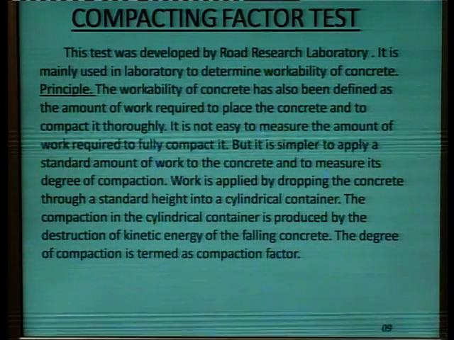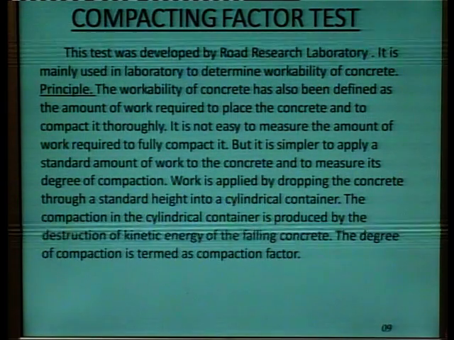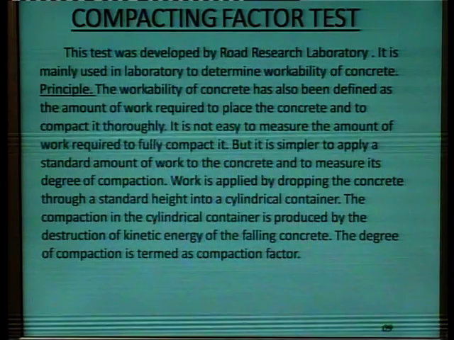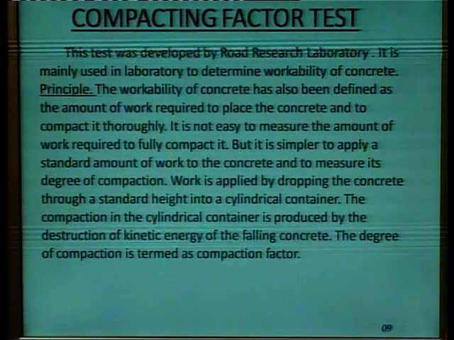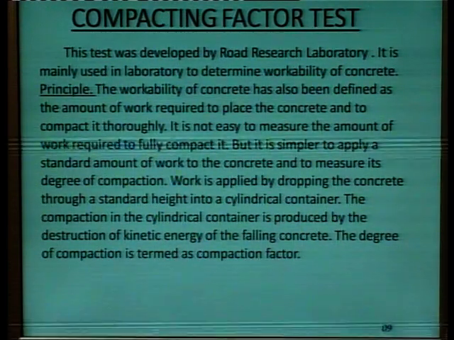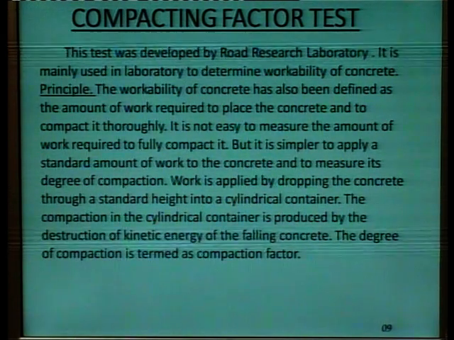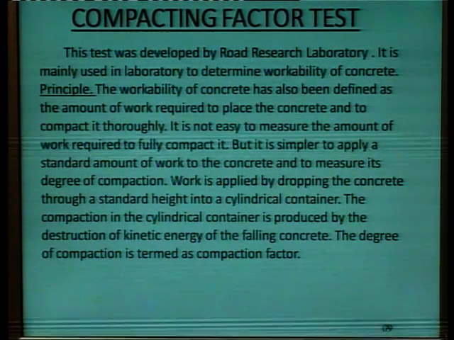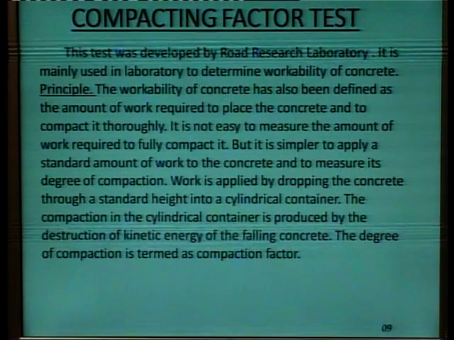Second is compacting factor test. This test was developed by the Road Research Laboratory. It is mainly used in the laboratory to determine workability of concrete.